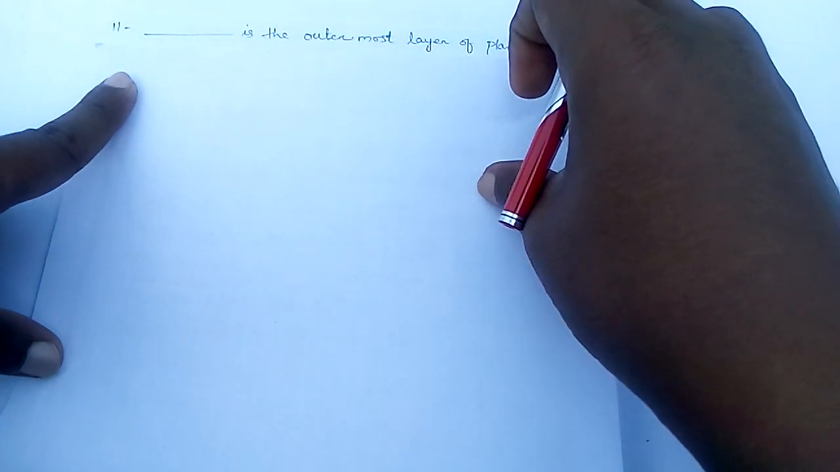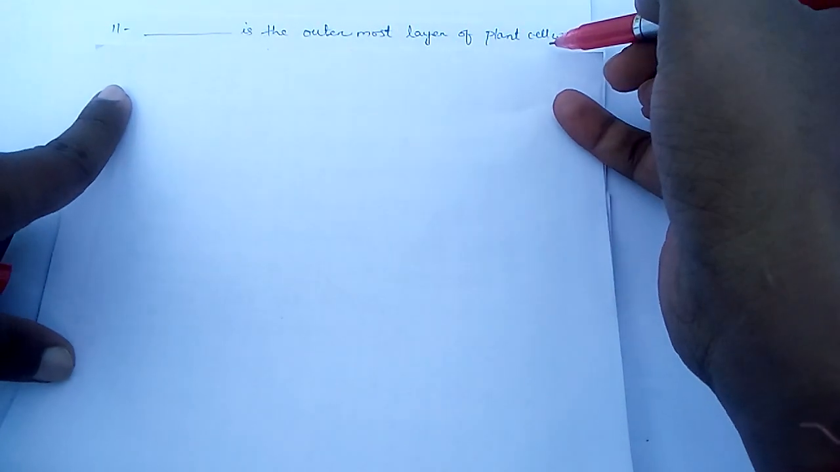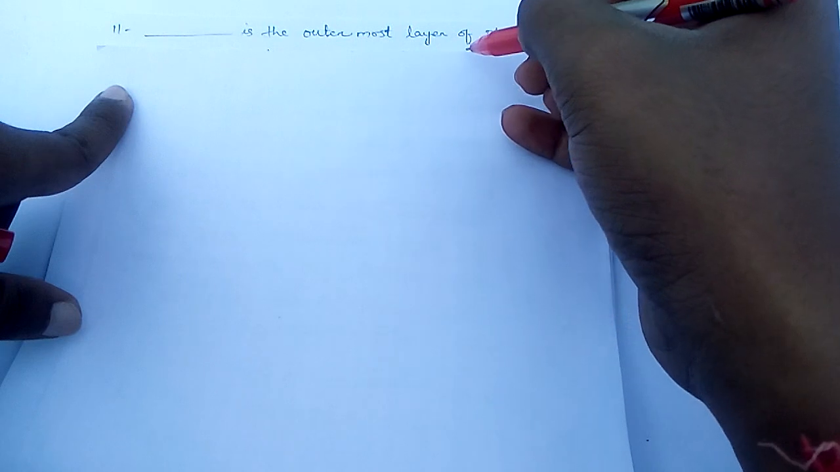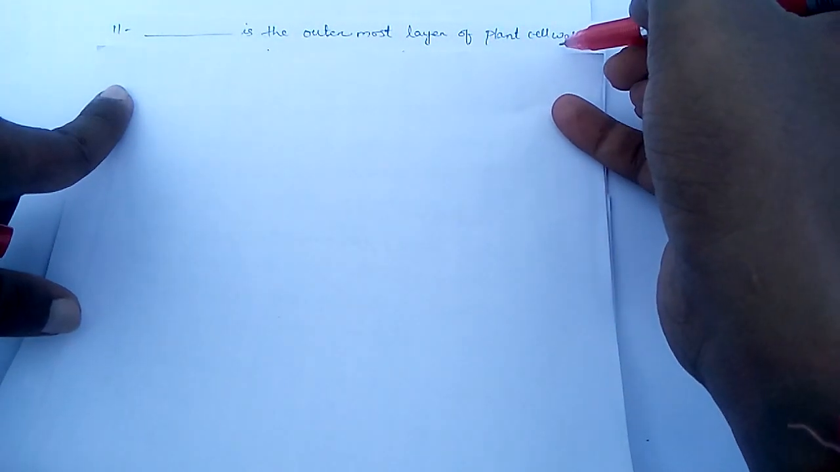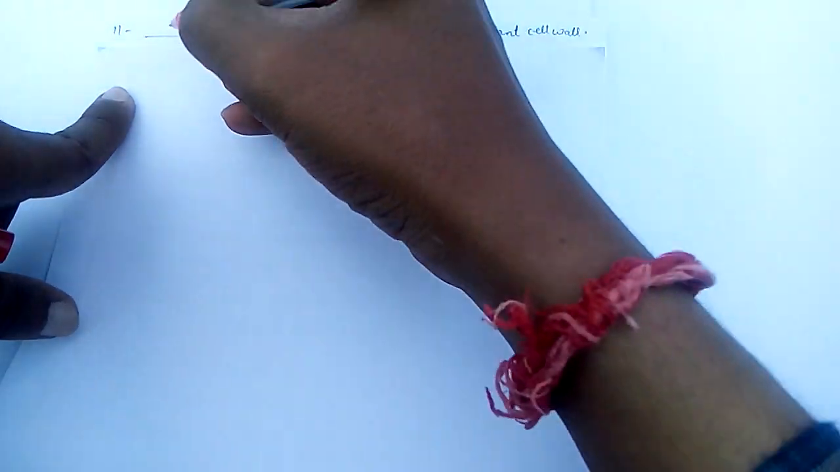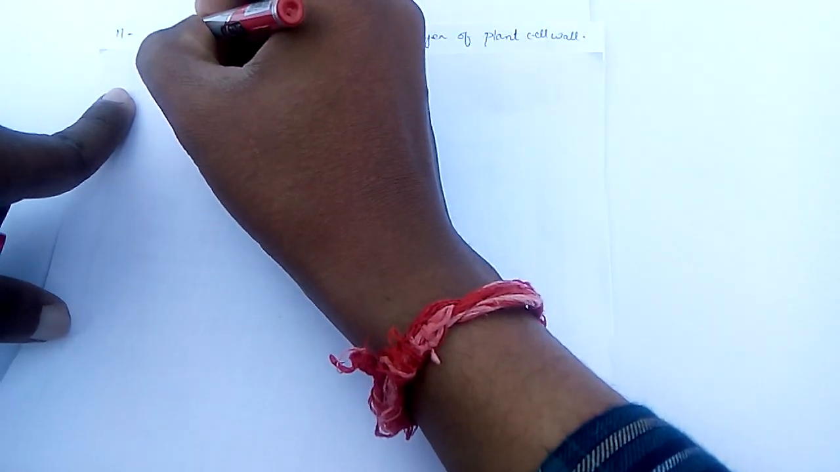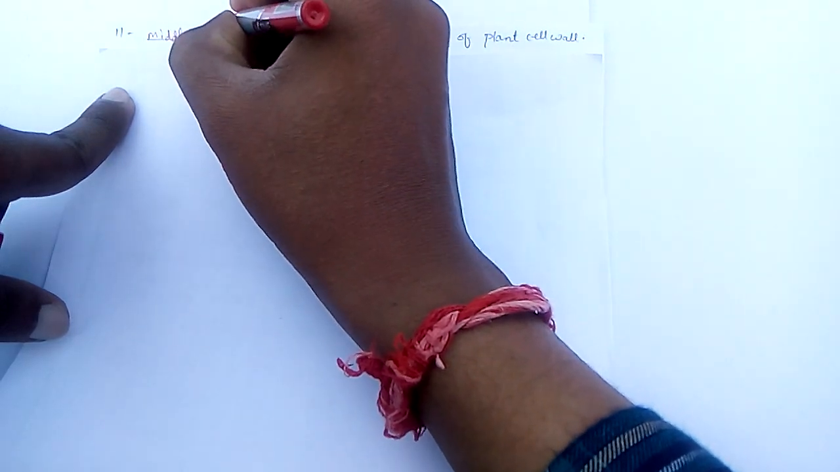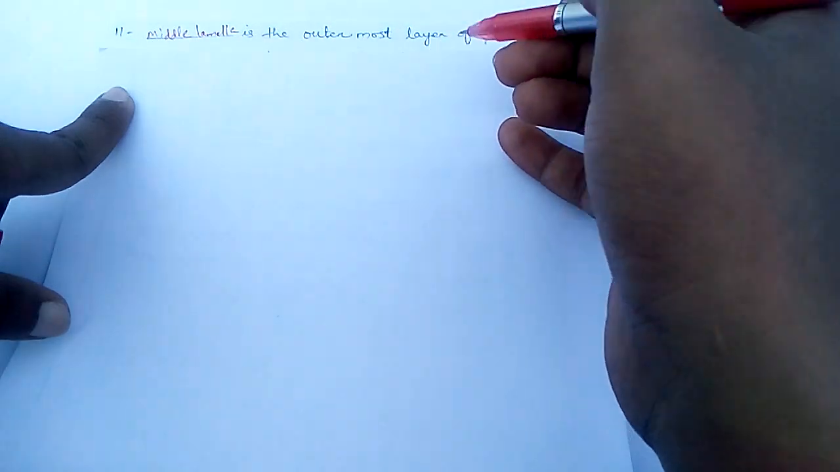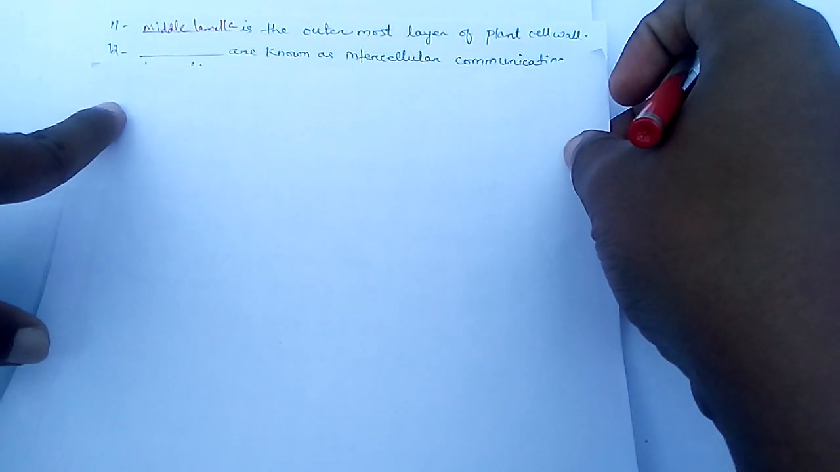Next question in front of us is dash is the outermost layer of plant cell wall. See, in this question, the outermost layer of plant cell wall is asked. Cell wall consists of 3 distinct layers generally. The outer layer is known as middle lamella, which separates 2 cells from each other. So the correct answer is middle lamella. Middle lamella is the outermost layer of the cell, inside which primary cell wall, secondary cell walls, etc. are present. Next, move to the next question.